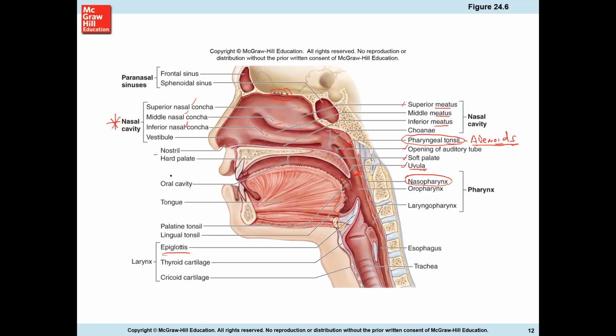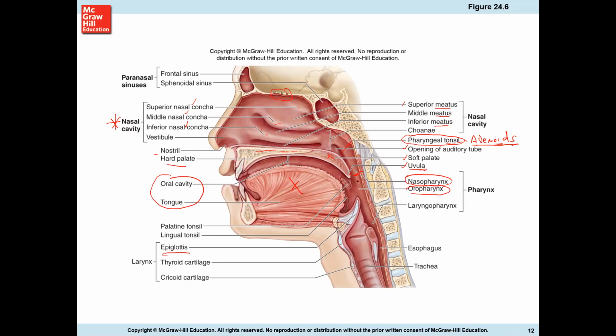Here's the oral cavity. You can find out this big muscle thing is the tongue. The hard palate is the bony part that separates the oral cavity from the nasal cavity, and posterior to it is the soft palate with the uvula hanging off. So the oropharynx basically starts below that uvula.